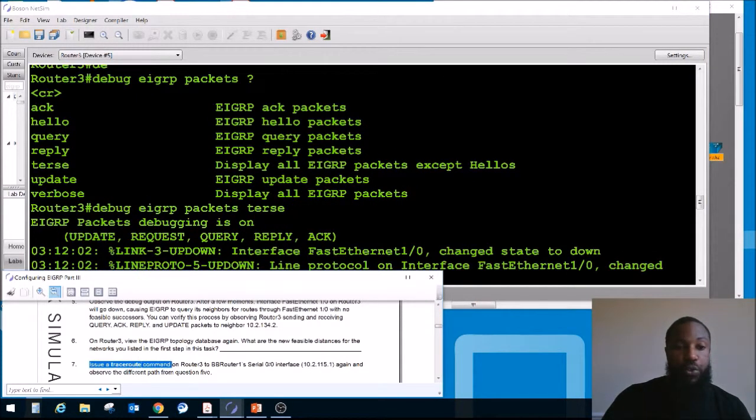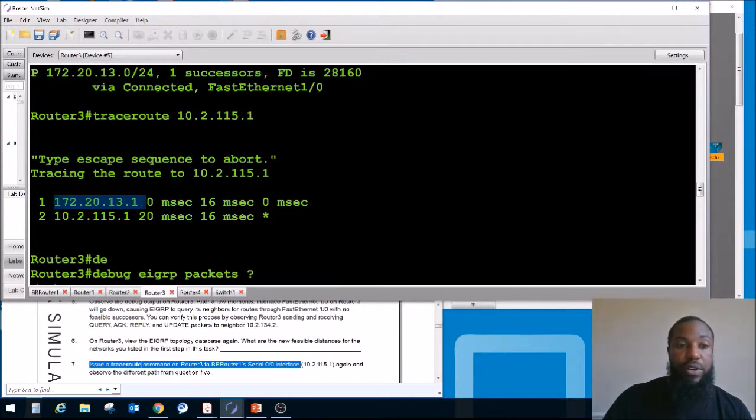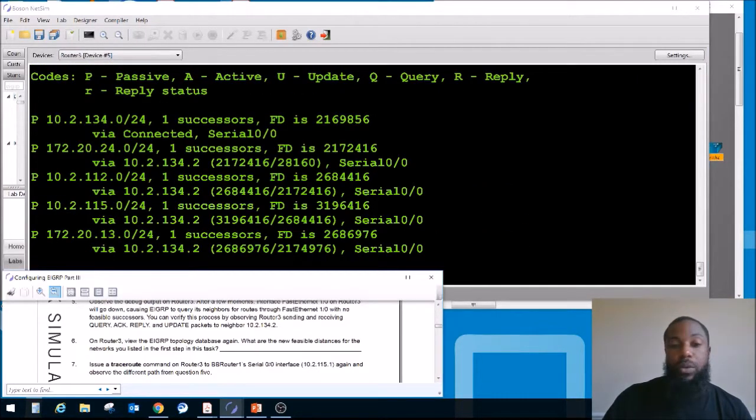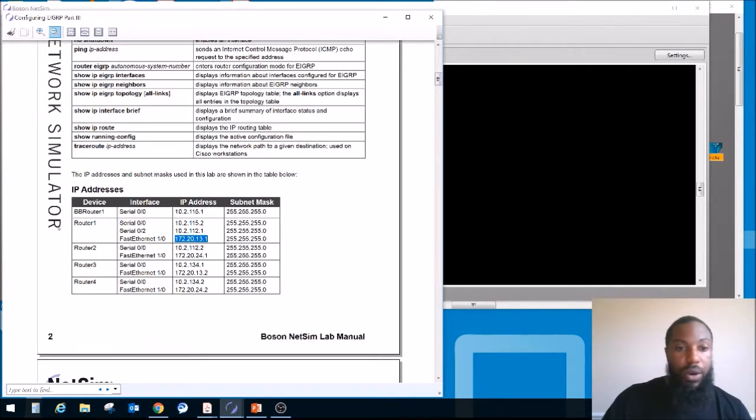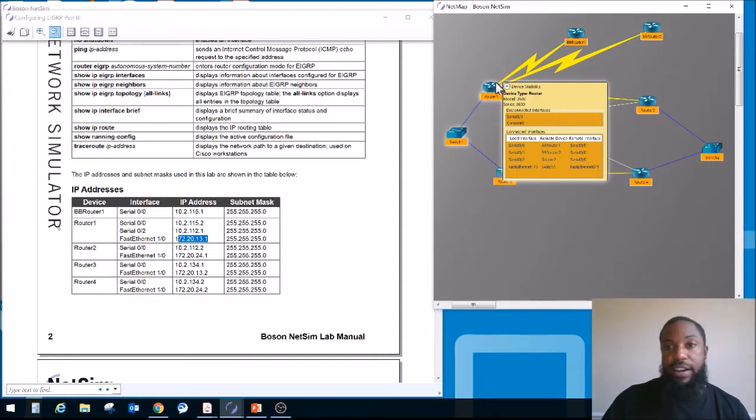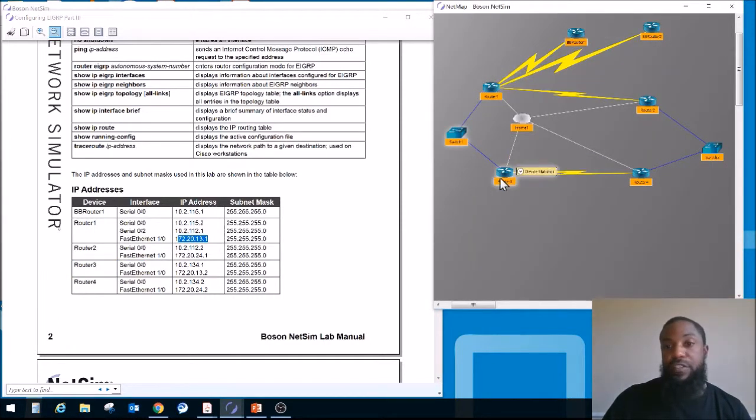All right, issue a traceroute on router 3 to the backbone router on the serial 0/0 interface. First, it took 172.20.13.1 and 10.2.115.1 to get to the backbone router. First hop was 172.20.13.1, right? Who was that? So the first hop was router 1, from here to there, and then he went to the branch router. So he went from here to there. He actually took that and then went that way.